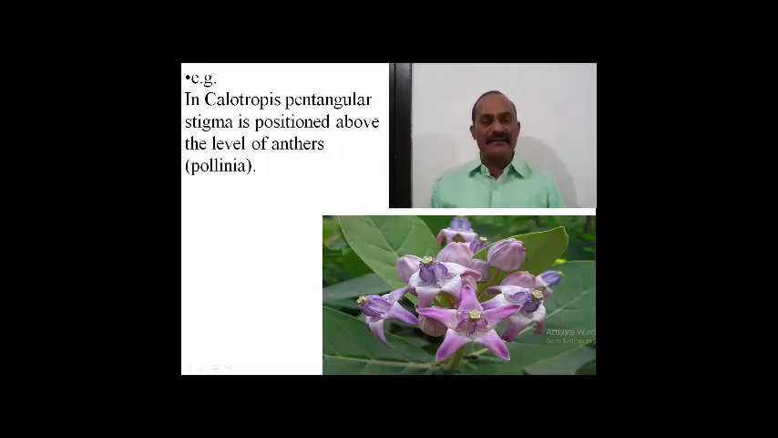It has a pentagonal stigma. Here you can see the stigma is pentagonal and it is positioned just above the anthers. And this condition is called pollinia, the pentagonal stigma pollinia.